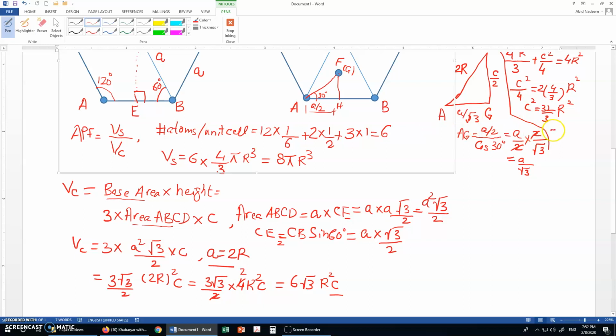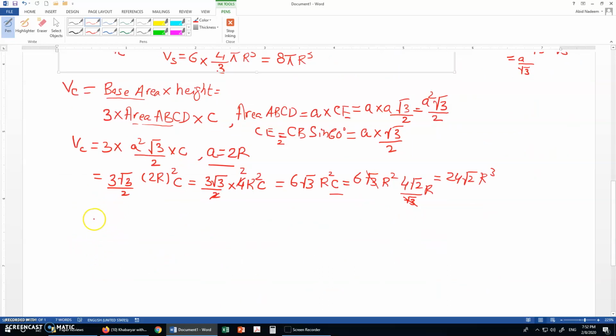So here C will be equal to 4 under root 2 by under root 3 R. Okay, so input the value of C here, 6 under root 3 R square, and the value of C is 4 under root 2 over under root 3 R. So under root 3 cancels, so it will be equal to 6 times 4 is 24 under root 2 R cube.